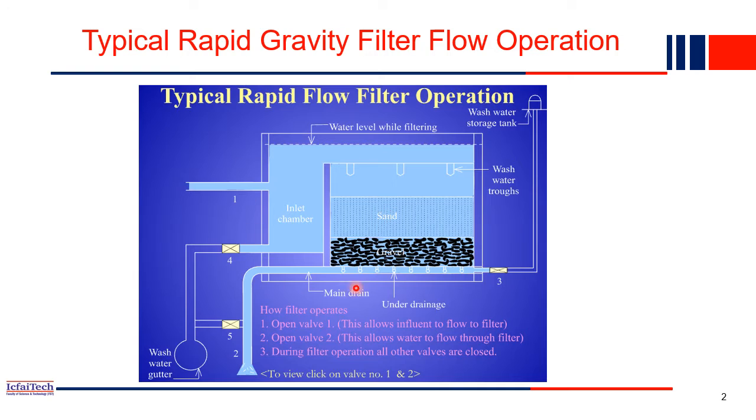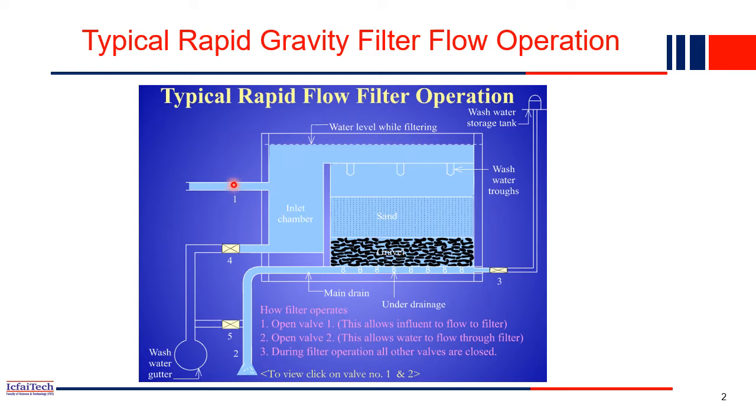This is the typical flow diagram you can see for the rapid sand filter. Here is the inlet of water. Inlet means water is coming from the secondary sedimentation tank. In this water, a small quantity of fine suspended particles will be present. Pathogenic bacteria will also be present in the water.